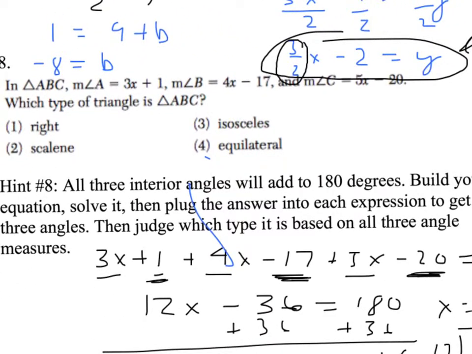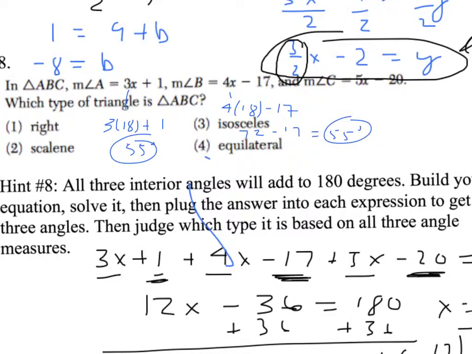So if x is 18, 3 times 18 is 54, plus 1 is 55 degrees. 4 times 18 minus 17 would be also 55 degrees, because 4 times 18 is 72, minus 17. Let's make sure this is right. So 72 minus 17, yeah, equals 55.